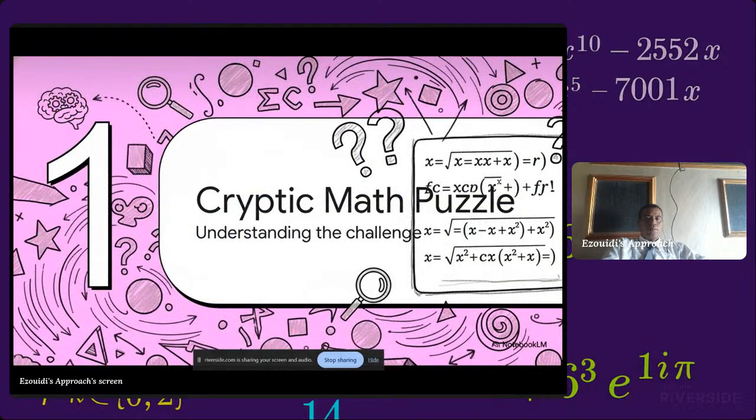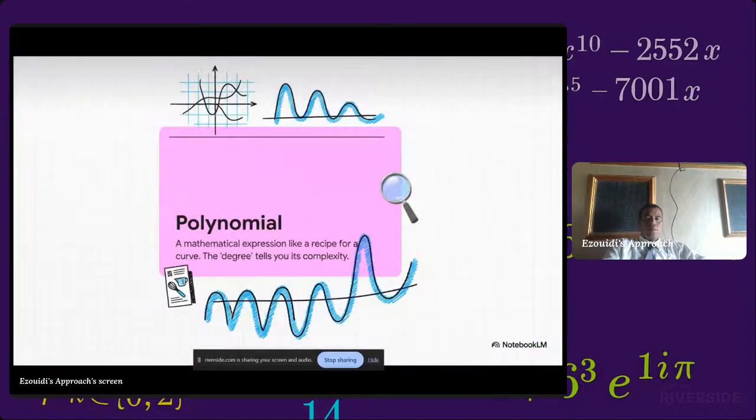So first things first, let's get a handle on what we're actually dealing with here. What is this giant equation really asking us to do? At its core, this whole thing is about polynomials. And the easiest way to think about a polynomial is just as a recipe for drawing a curve. The degree, that's the highest exponent you see, like the 10 in our example, tells you the maximum number of times that curve can bend and turn. So the higher the degree, the crazier the shape can get.